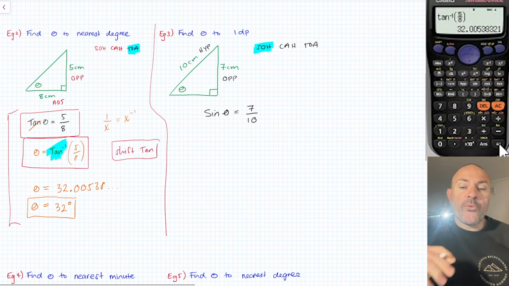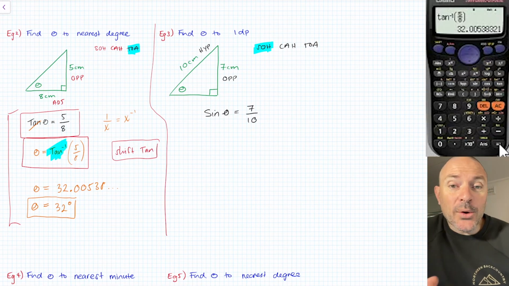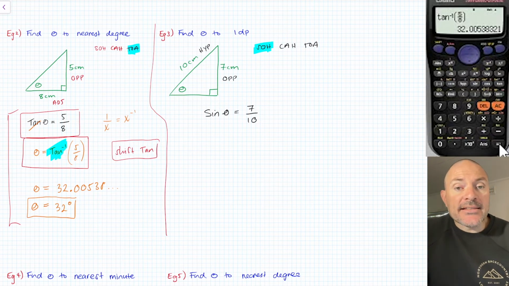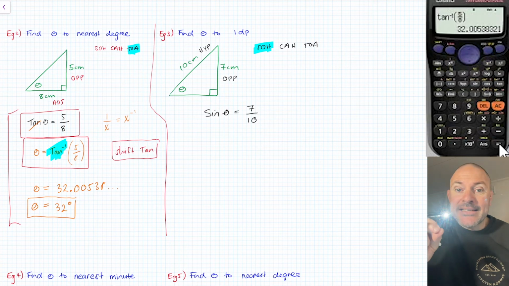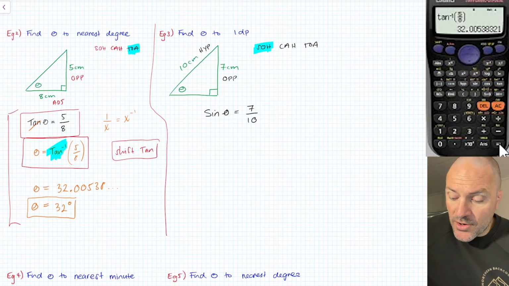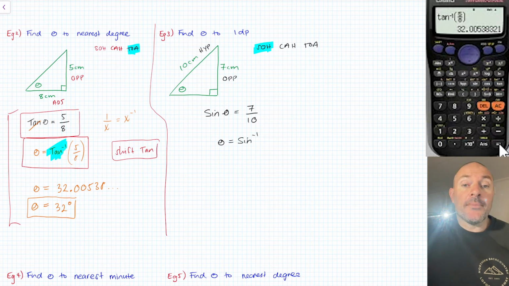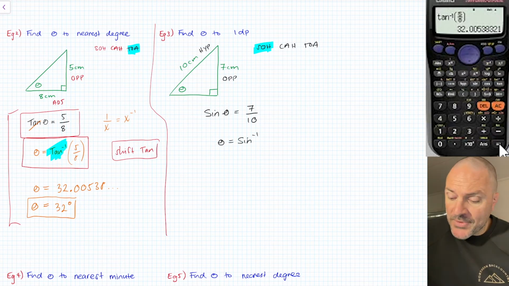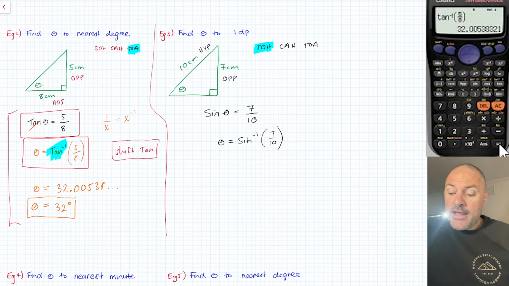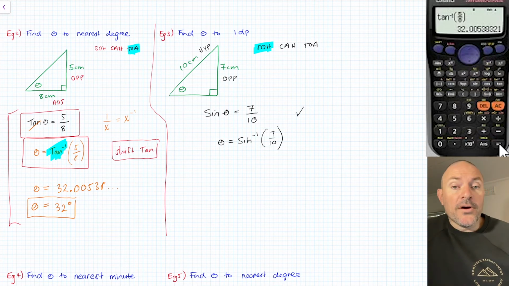Notice that whether I'm finding a side or an angle, that has not changed ever. So it's my next step that changes because theta is the one I need to get on its own. We can't divide by sine. So what we do, we're going to use that sine to the power of negative 1. That's the same thing as dividing by sine. And I'm going to put 7 over 10, so we have a ratio attached to it. I want to see both of those lines.